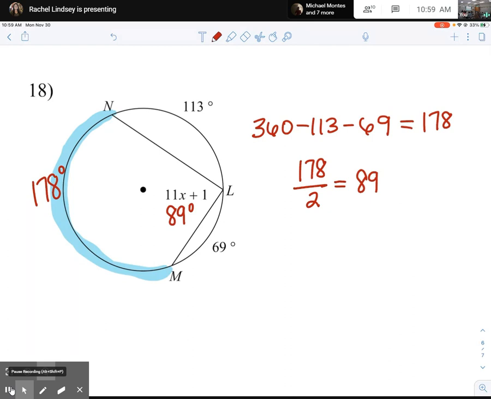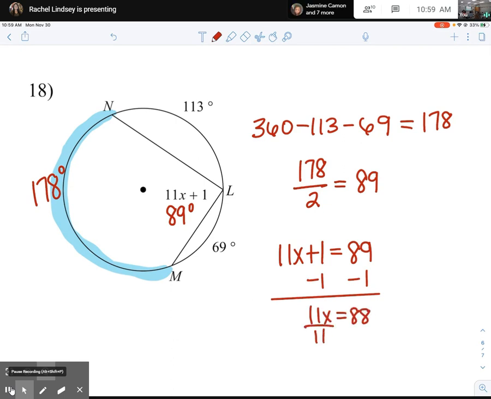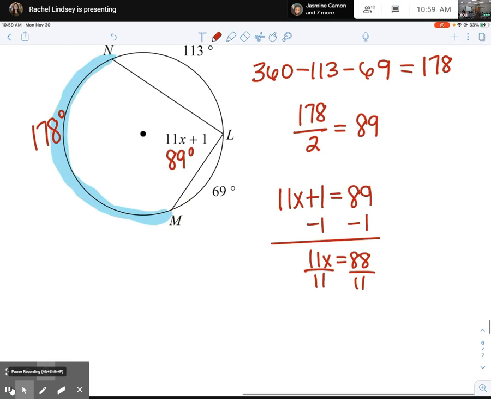So I'm going to set 11x plus 1 equal to 89. So subtract 1 from both sides. Have 11x equals 88. Divide by 11, what does x equal? X equals 8.